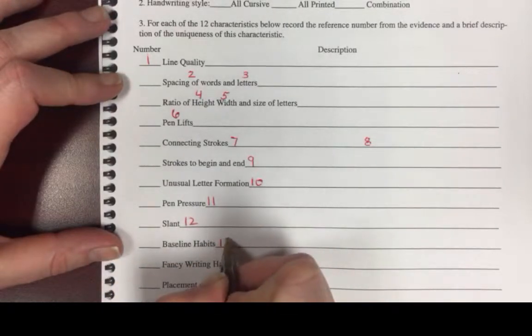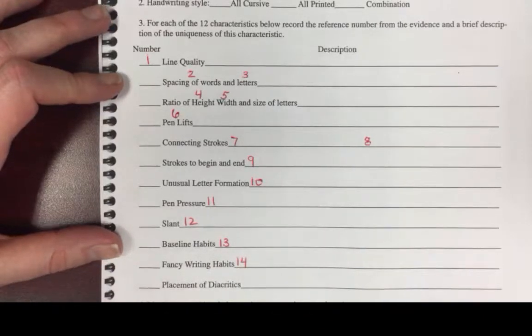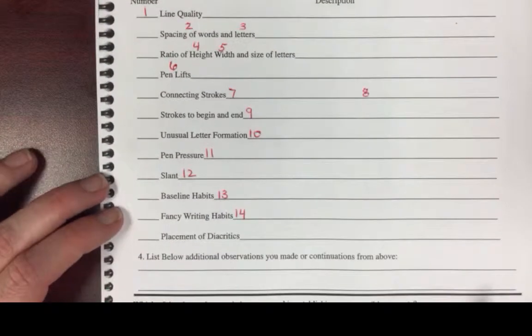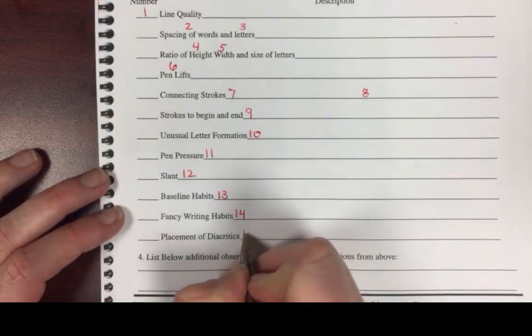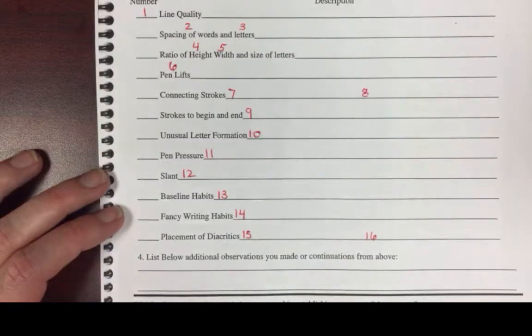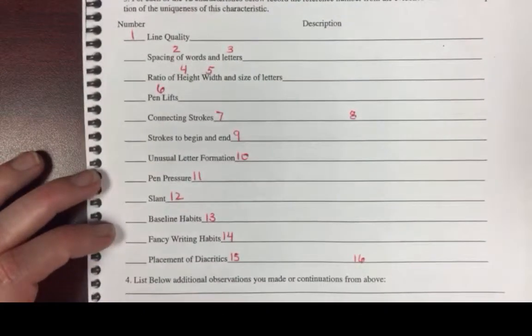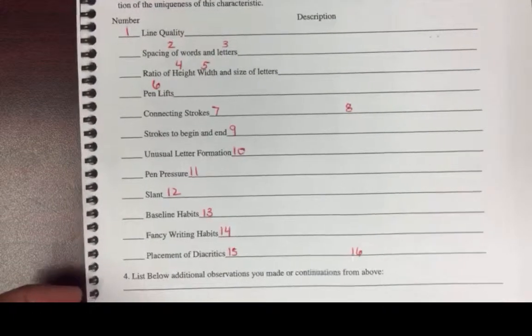Baseline, number 13. Fancy writing habits, I want you to look for 1. And the placement of the diacritics, you're going to be looking for how people dot their i's and cross their t's. So this is going to be 15 and 16. So you guys should all have this set up where you have all of the numbers that you're going to be labeling inside the handwriting sample so that you can easily refer back and forth.